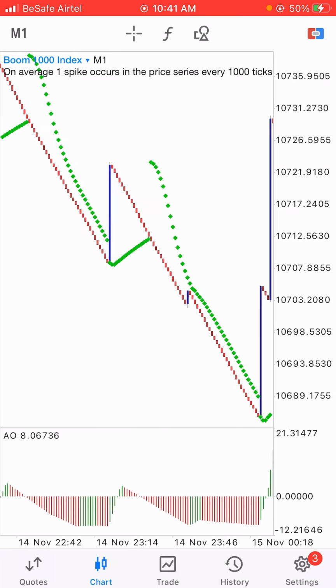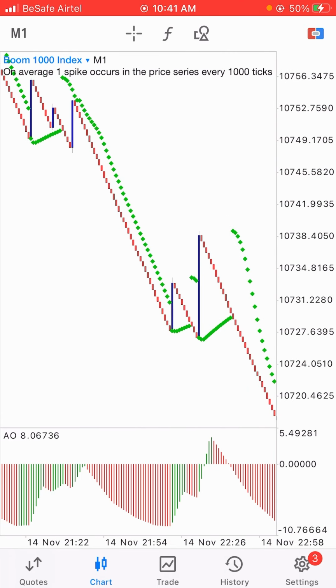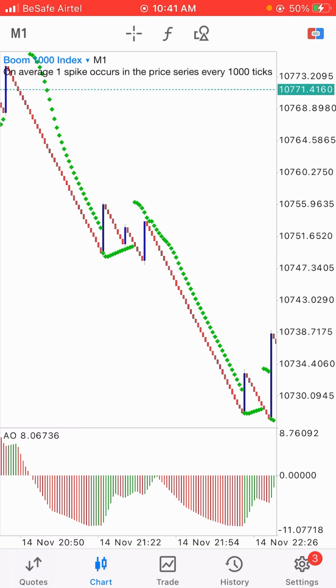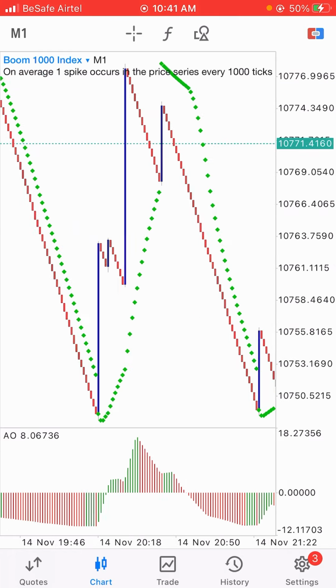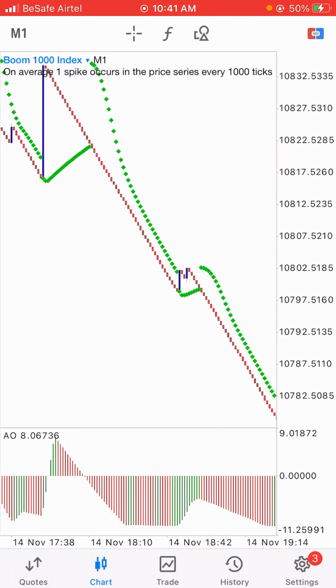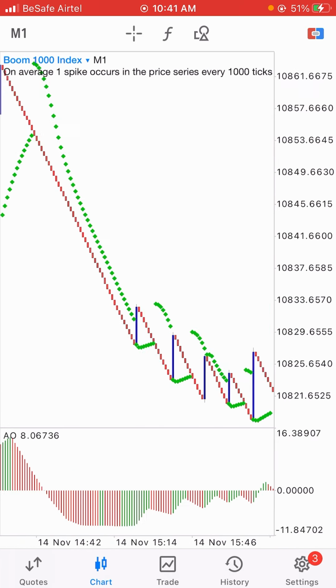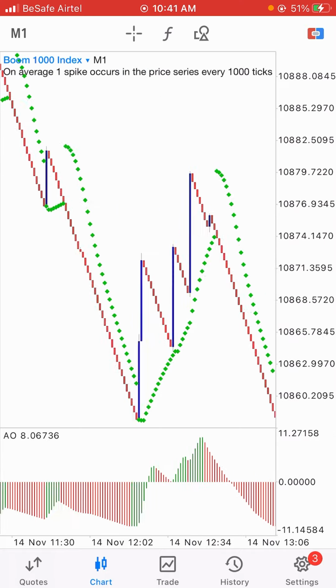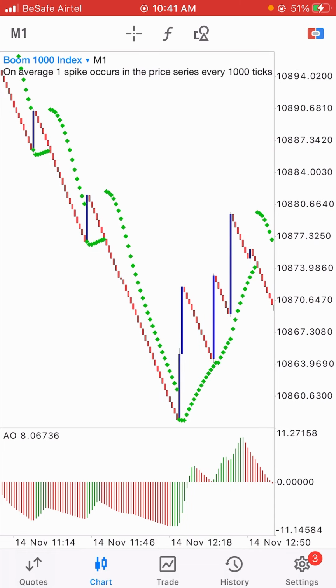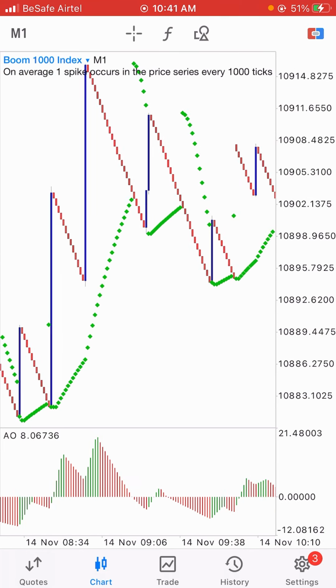I don't advise you to trade, scalping the markets in Boom or Crash. You should be aiming for the spikes. The spikes are more profitable, and once you are aiming for the spikes, you are sure of getting top profit daily.